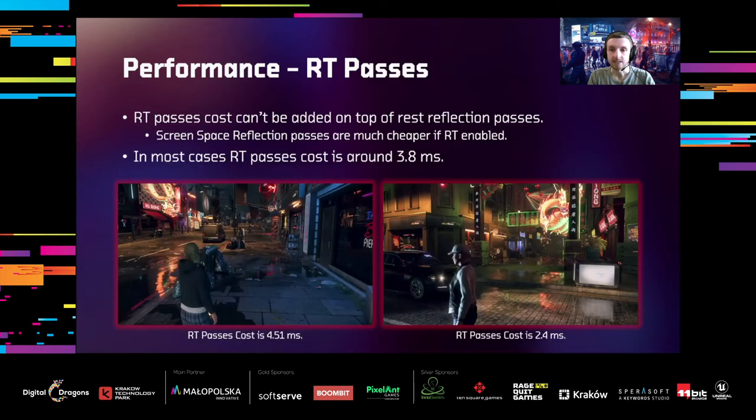On this slide, you can see a few real-life cases where RT reflections bring a lot of visual quality to the scene. If RT passes are measured in isolation from other passes, then their numbers will be around 4.5 milliseconds for the left case and about 2.4 milliseconds for the right case. And those numbers are taken on Xbox Series X.